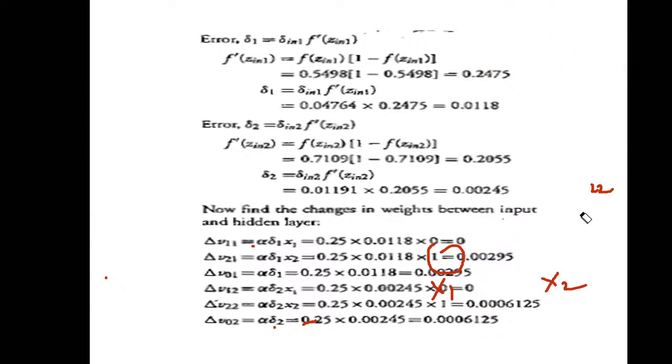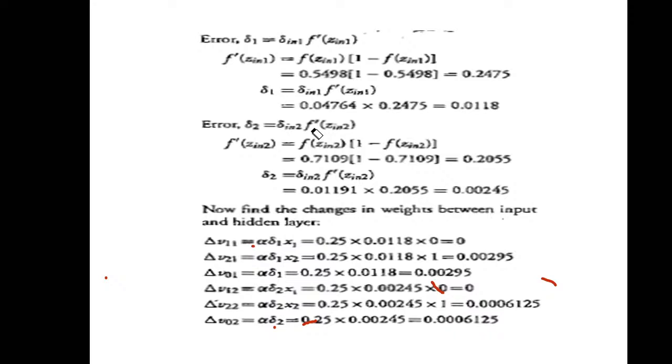So if you see here, delta 1, we will calculate the way we calculated at y. Similarly here we will calculate f dash of z in 1. So f dash of z in 1 is f of z in 1 times 1 minus f of z in 1, which is 0.5498 times 1 minus 0.5498, giving 0.2475. Now delta 1 we will calculate.